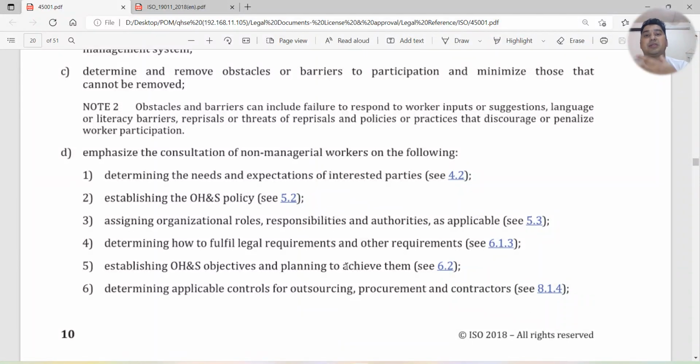When you are outsourcing these services, or you are getting something from the external parties, you have to make sure that you do the consultation and the workers also participate in this process, to make sure how to control the risk and hazards related to outsourcing, procurement, and contractors.